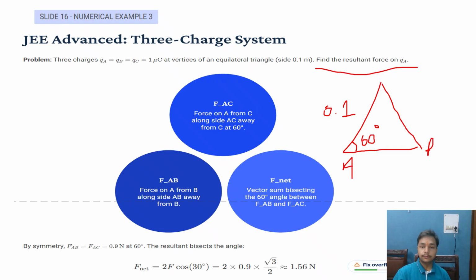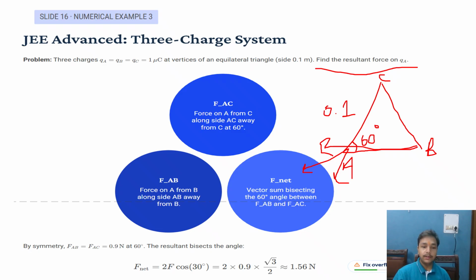Okay. This is A, B and C. So by symmetry, force on A from B and force on A from C, which is equal to 0.9 Newton at 60 degrees. The resultant bisects the angle. Okay, so force on A from C and force on A from B, then the net would be bisecting the 60-degree angle between force on A due to B and force on A due to C.